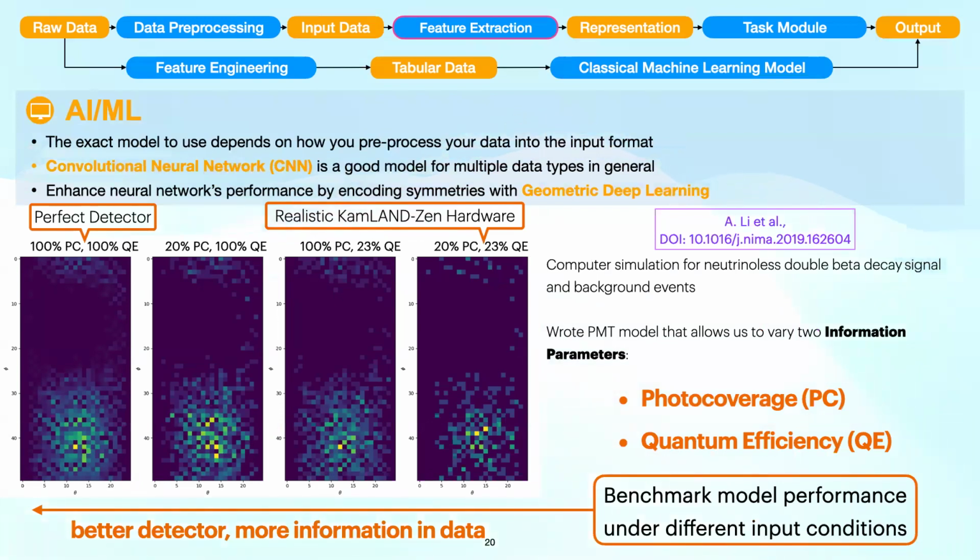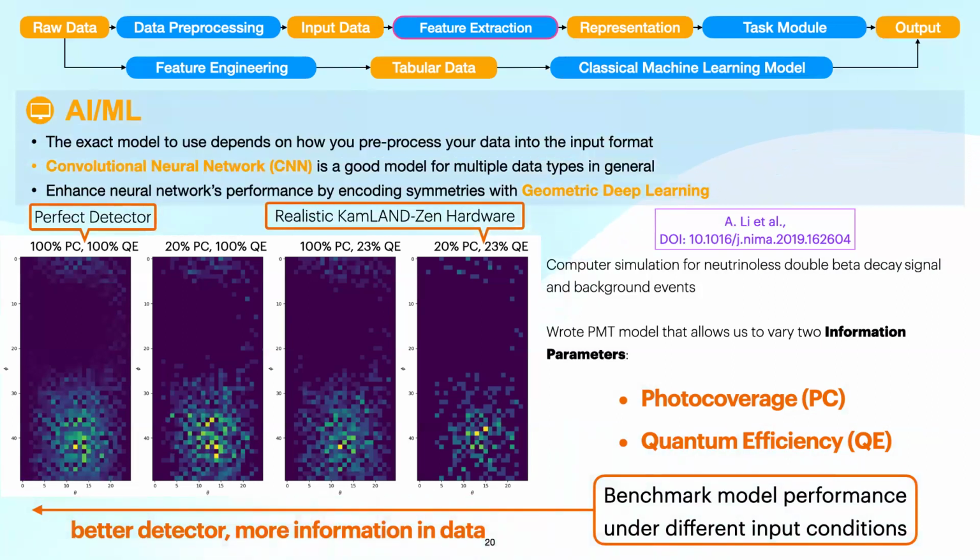In the KamLAND experiment, we performed some computer simulation for our signal versus background events. And we vary two of what we call the information parameters, called photo coverage and quantum efficiency. These two parameters control how much information we have in our simulated events. When we have both parameters at 100%, we have a perfect detector where every single photon gets captured, and we have this very nice pattern of hits on our theta phi heat map.